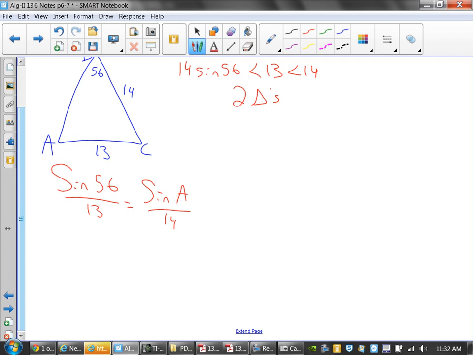Now again, in the calculator, let's see, 14 sine 56 divided by 13, second sine of the answer, and I'm getting 63.23. Okay. Or A will equal 180 minus 63.